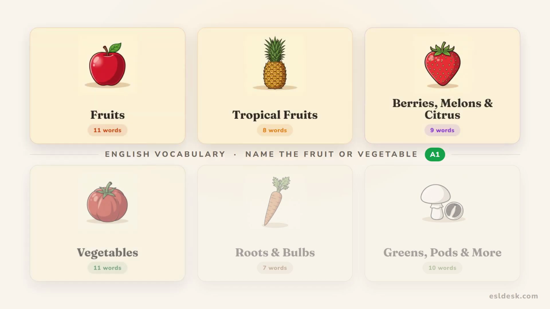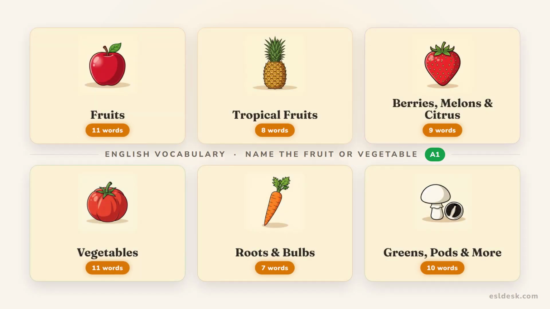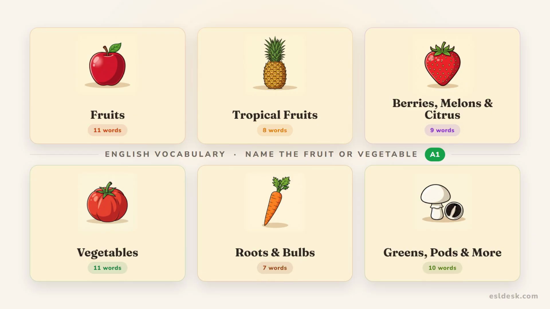How many fruits and vegetables can you name? 56 in English. Let's play.